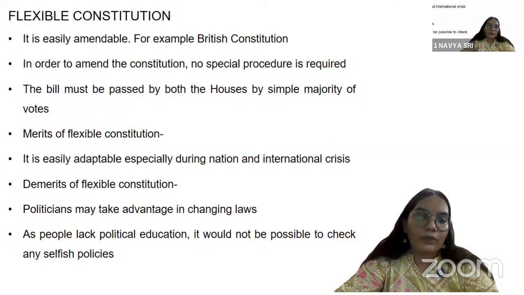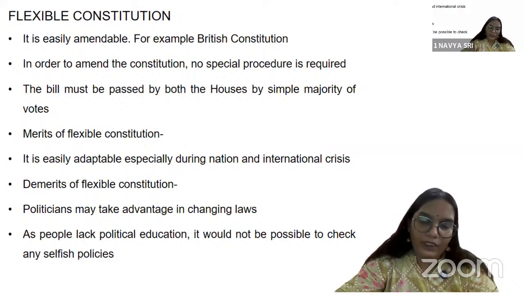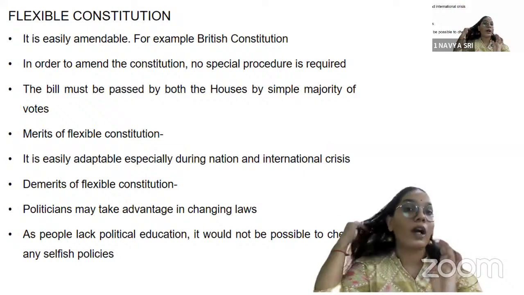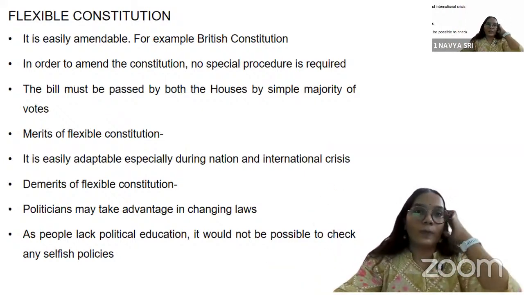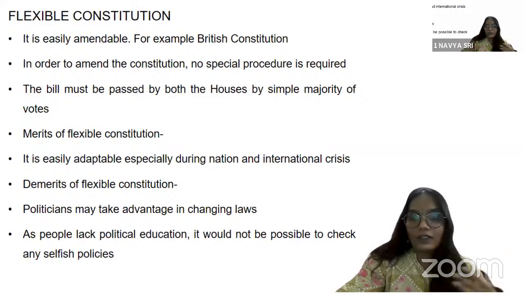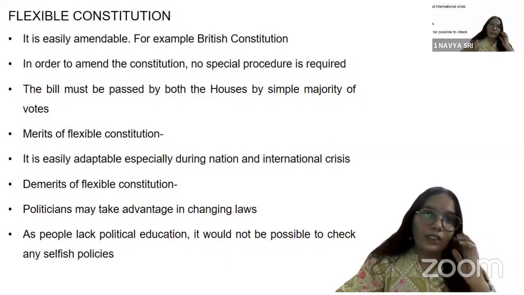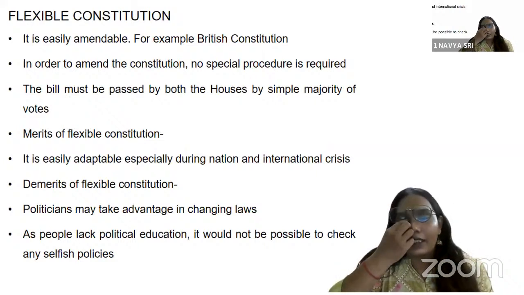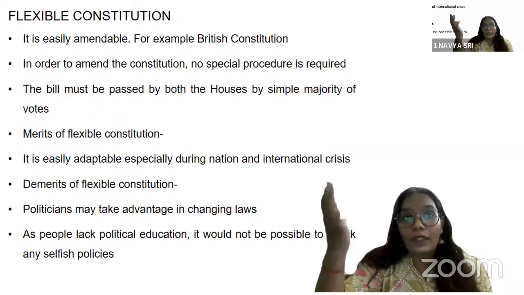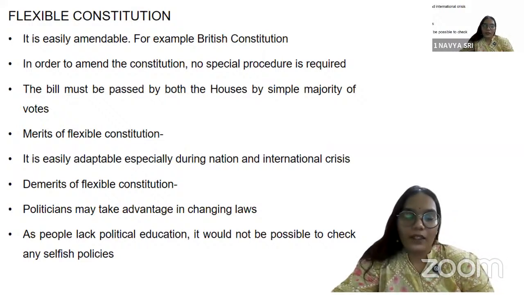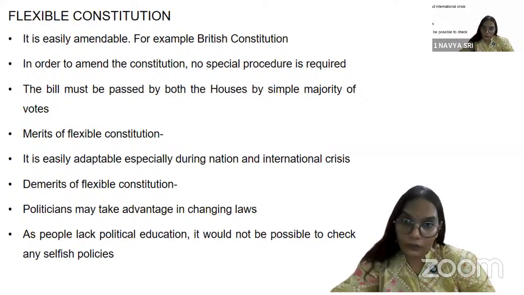And the merit of a flexible government is that it is easily adaptable during national and international crisis, because they wanted to pass a single law that could be followed by the states. Then the states' ratification is not necessarily important. So here they can pass the decree, or they can change the amendment, or amend the amendment through simple majority, and they can follow a uniform law all over their nation.